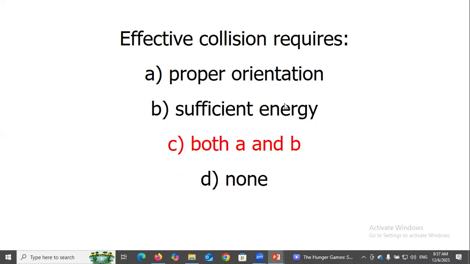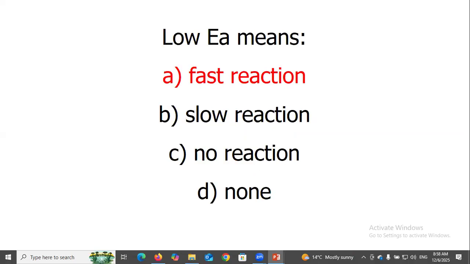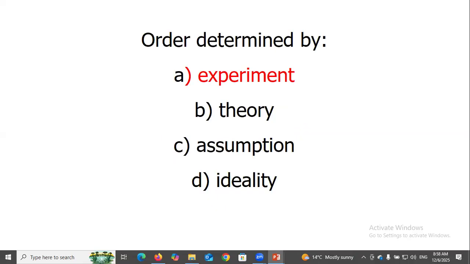Effective collision requires proper orientation, sufficient energy, both A and B, none. Correct option is option B, both A and B. Effective collision requires proper orientation and sufficient energy. High activation energy means slow reaction, fast reaction, equilibrium, none. High activation energy means slow reaction. Low activation energy means fast reaction, slow reaction, no reaction, none. Correct option is option A, fast reaction.